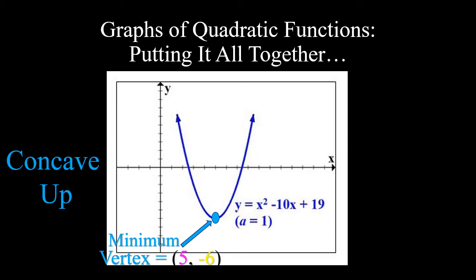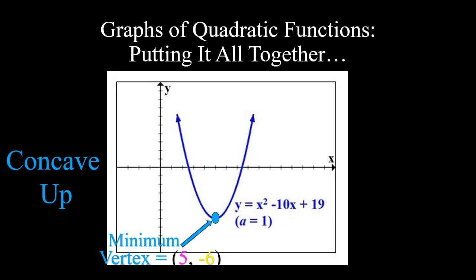For our graph, our vertex is (5, -6), and we found that by first finding the x value, which was equal to negative b over 2a. That gave us 5. And then we plugged that 5 into our function, x squared minus 10x plus 19, right? Everywhere we saw an x, we plugged in 5, which gave us negative 6, okay? So that's how we figured out the ordered pair for our vertex.